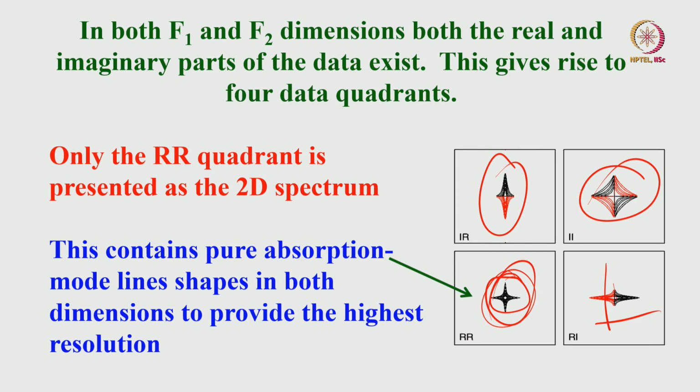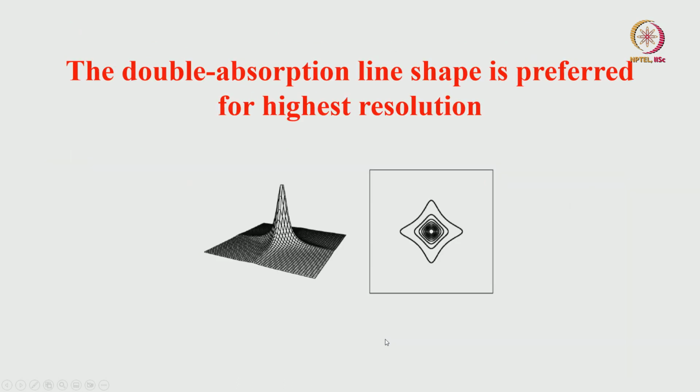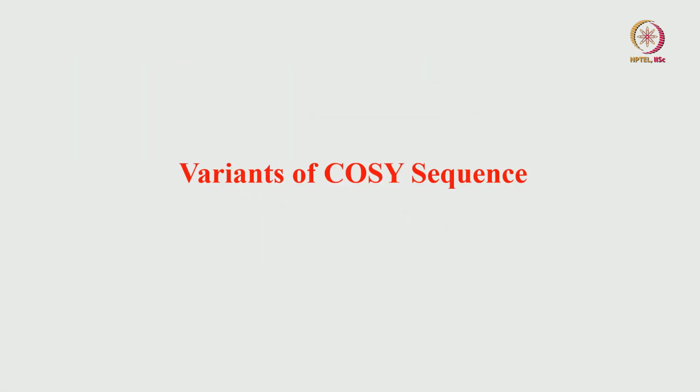Please remember, when you want to record the spectrum of COSY and others, always do the phase sensitive detection with a double absorption mode. The data has to be pure double absorption mode line shape. This is the double absorption mode line shape. Lines are very sharp and this is the contour plot. This is the stack plot like this. So, double absorption mode is always preferred for better resolution. That you should know. And there are several variants of the COSY experiment.